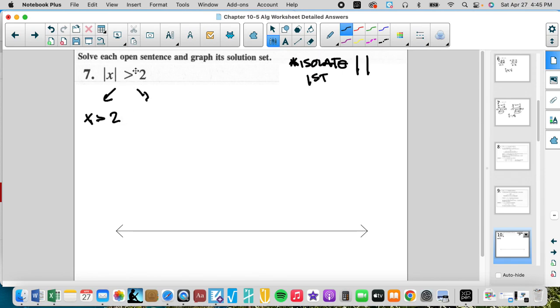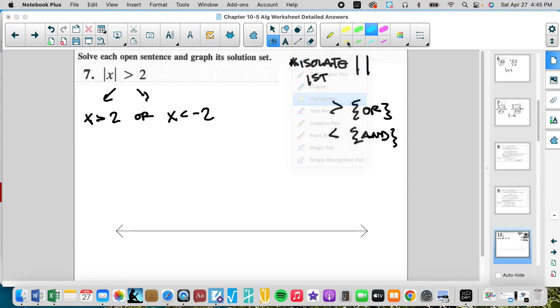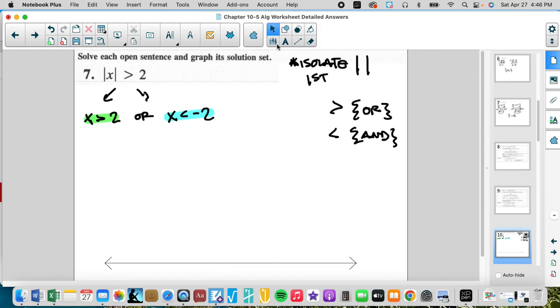This is a greater than sign. So greater than means or. Less than means and. Very important. So this is going to be an or. x is greater than 2 or x is less than negative 2. So let's graph those. And we're again back to sketching. We have to sketch our solutions, and then we will write our answers on our solution graph.